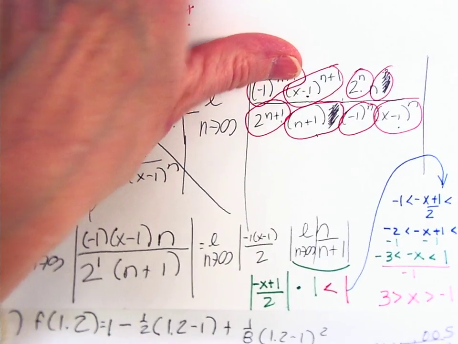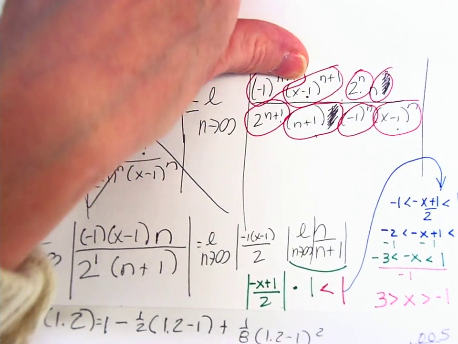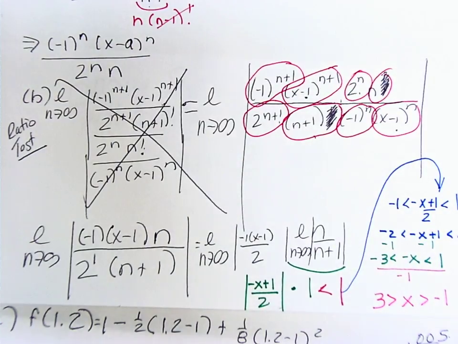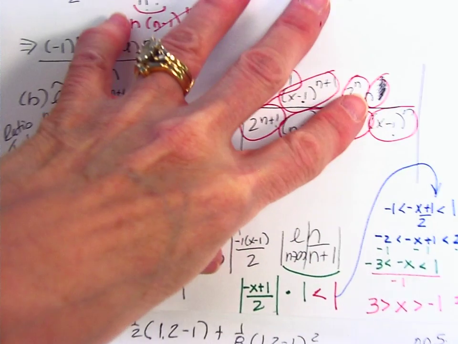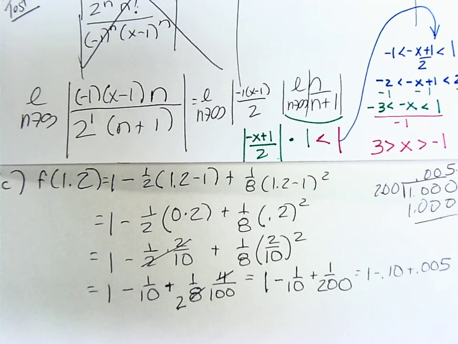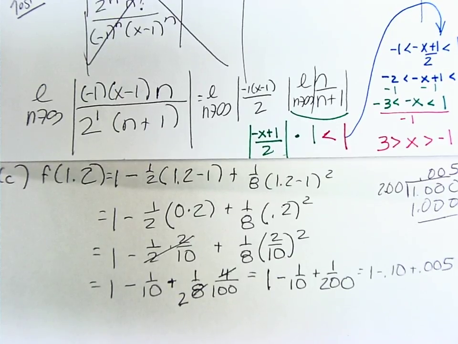Part D. Show the approximation found in Part C is within 0.001 of the exact value of f of 1.2. So this is basically asking us to find the n plus 1 term. Back up. I'm sorry, what? That's what I meant, sorry.